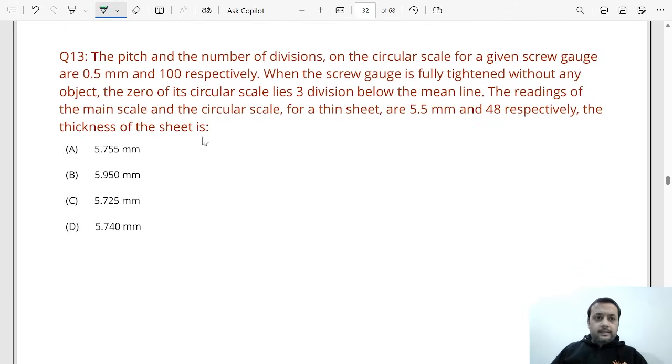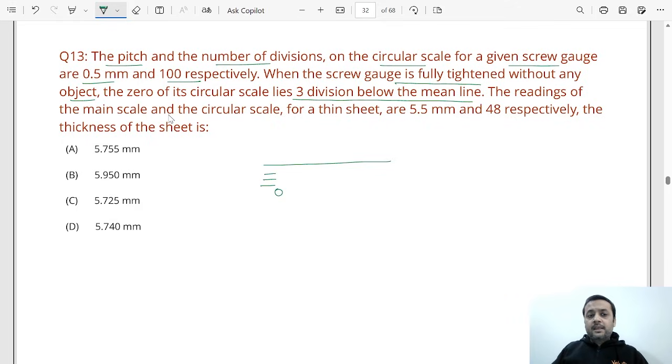All right, in this question, the pitch and the number of divisions on the circular scale of a given screw gauge is 0.5 and 100. When the screw gauge is fully tightened without any object, then the zero of the scale lies 3 divisions below the main line. That means it's a positive zero error, because if this is the reference line and zero lies below, that means it's a positive zero error.